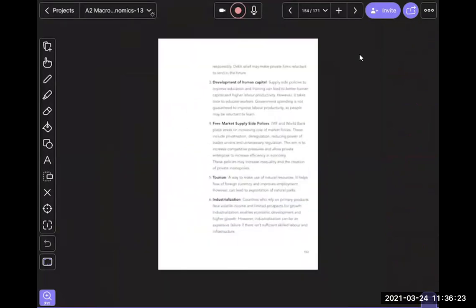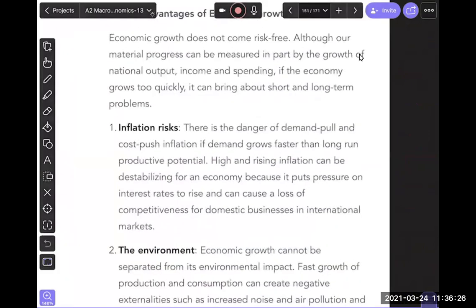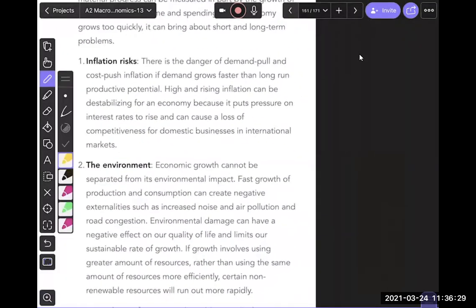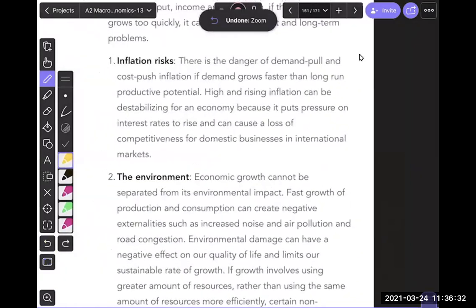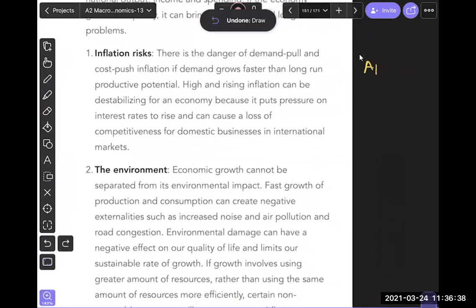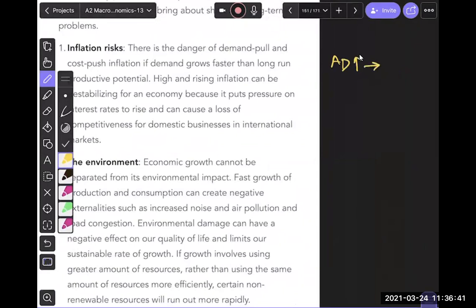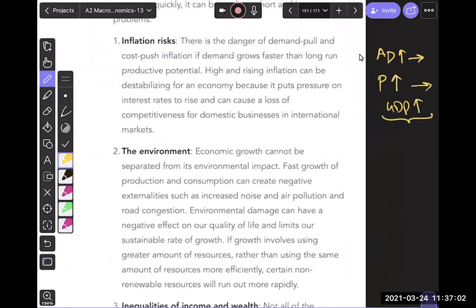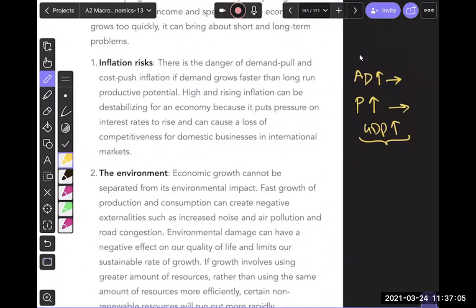One big disadvantage of economic growth, guys, is that it can cause inflation, because when the AD goes up, right? Remember, this is not potential growth, but actual growth. If AD goes up, it will cause the price level to go up. So the big disadvantage is that economic growth can lead to inflation. So there is a trade-off. Of course, when the AD goes up, the price level goes up and your GDP will rise, but that also means inflation will happen. So one of the biggest disadvantages of actual economic growth is inflation.